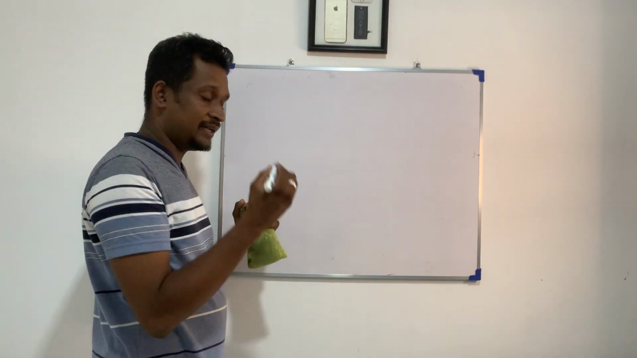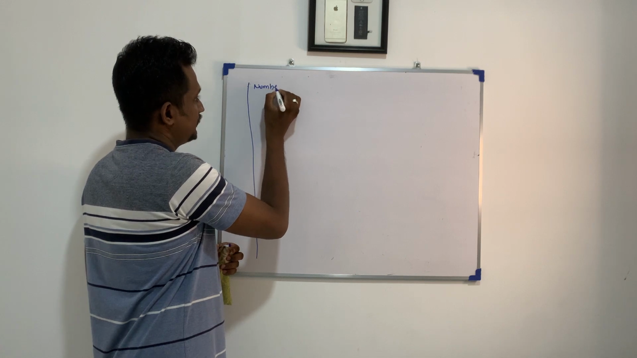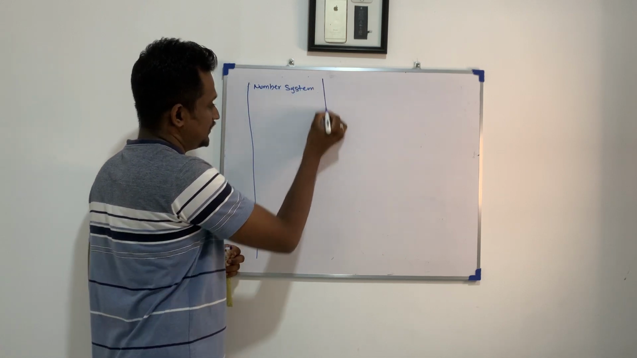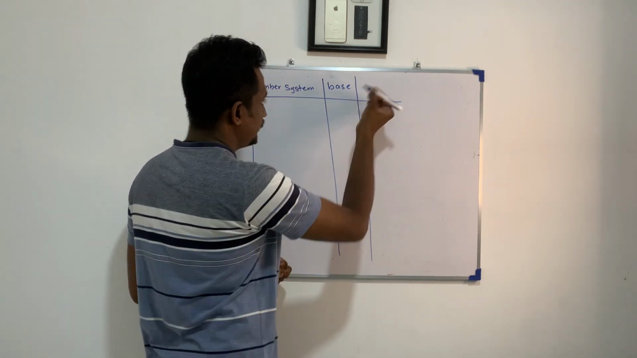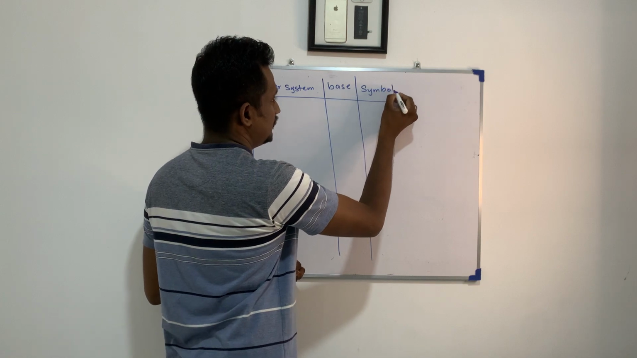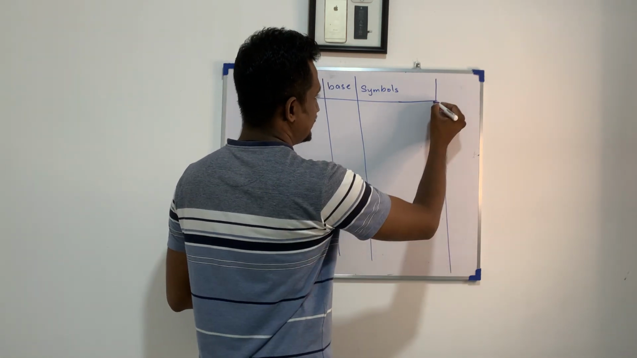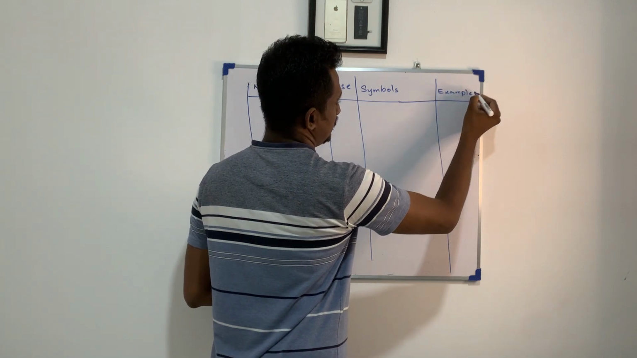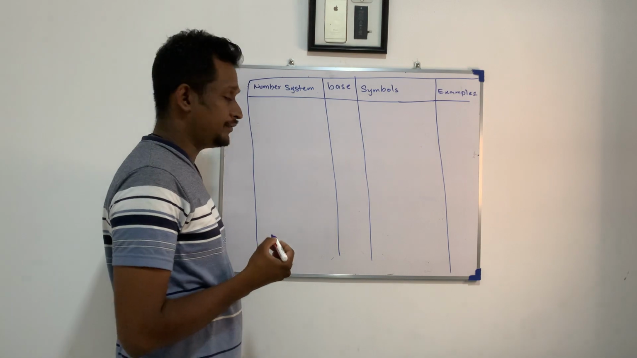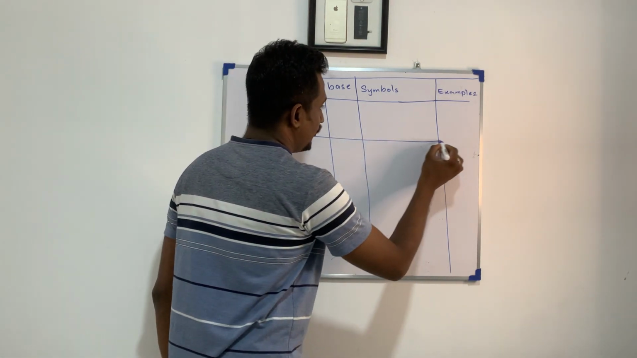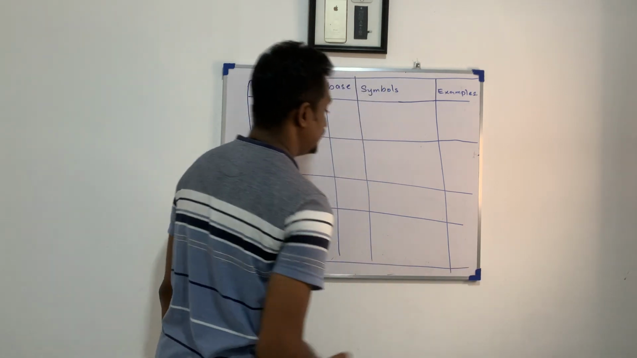First, I will draw some tables to clarify this idea. In the first column I will write the name, number system. In the second column I will write the base of that number system, in the third column the symbols used with this number system, and lastly some example numbers. Here we have to learn 4 types of number systems, so I can draw 4 rows: 1, 2, 3 and 4. Then I'll write the names here.